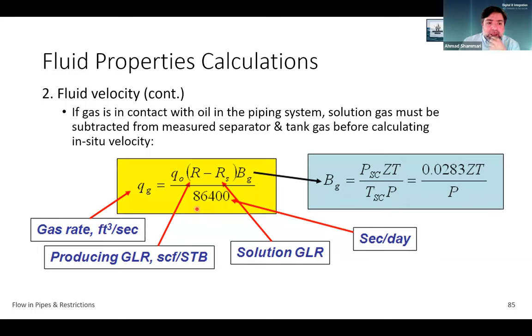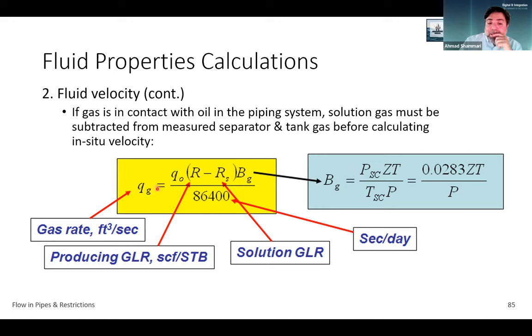So, if gas is constant with oil in the piping system, solution gas must be subtracted from measured separator and tank gas before calculating the in-situ velocity. What do we mean by that? If I want to know how much is Q gas, then I have to subtract the producing gas liquid ratio minus the solution gas liquid ratio, okay, times the formation volume factor. And this is for unit conversion, okay. And this is how we calculate the formation volume factor for gas, okay?